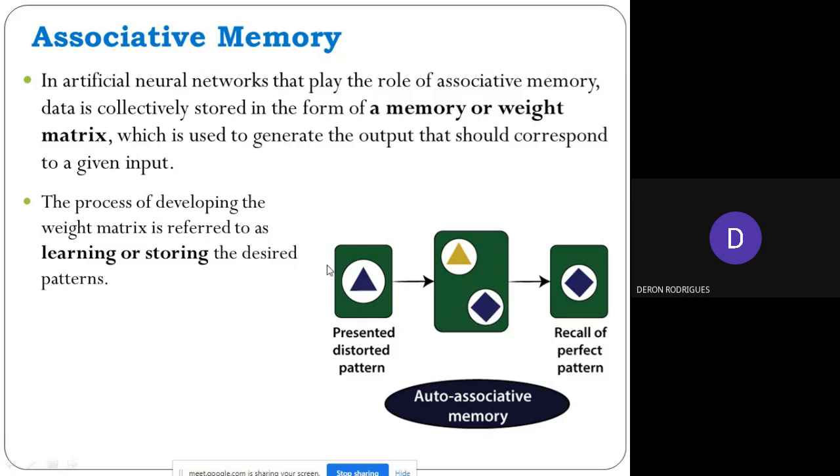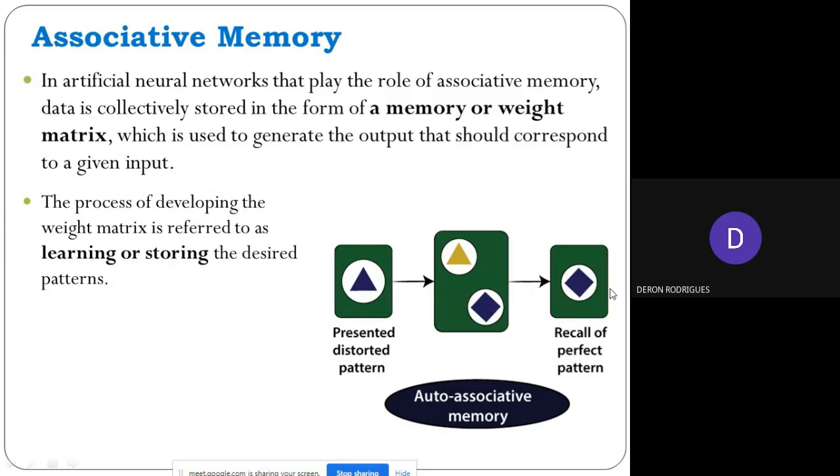So those two will be presented, and accordingly I will adjust the weights of this auto associative memory here. Okay, this is memory. Whenever I present the input and update the weights of the memory, it is called learning, or storing the desired patterns in the memory. So this is called learning.